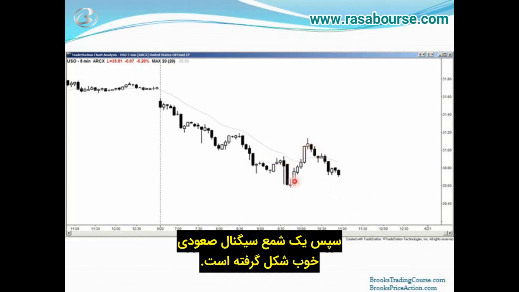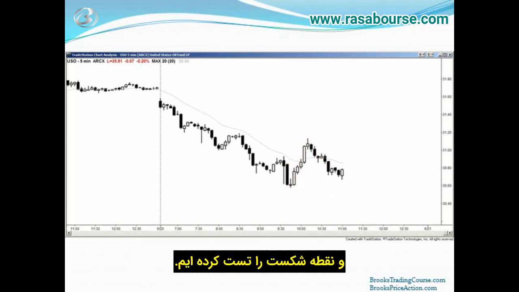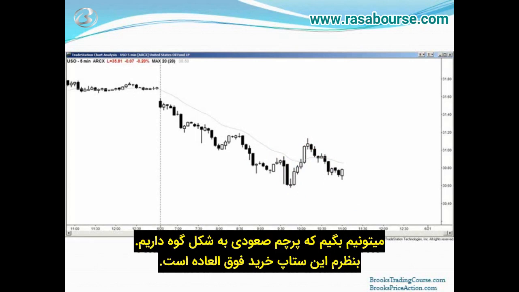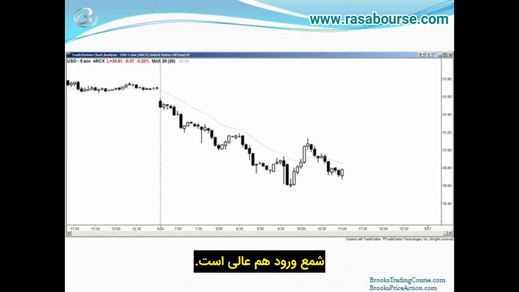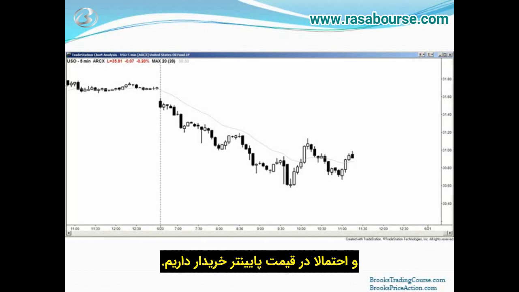Okay, great looking bull signal bar, possible II final flag, breakout test. You can argue a wedge bull flag. I think this is an excellent buy setup. Great entry bar. Good follow through. Bear bar, not ideal, but still I think always in long, and probably buyers below.